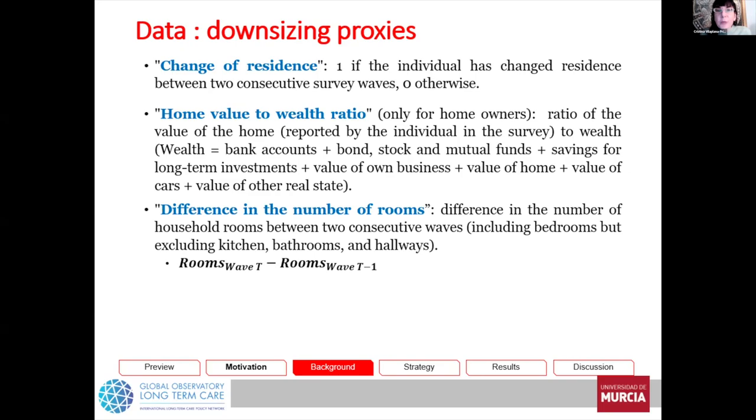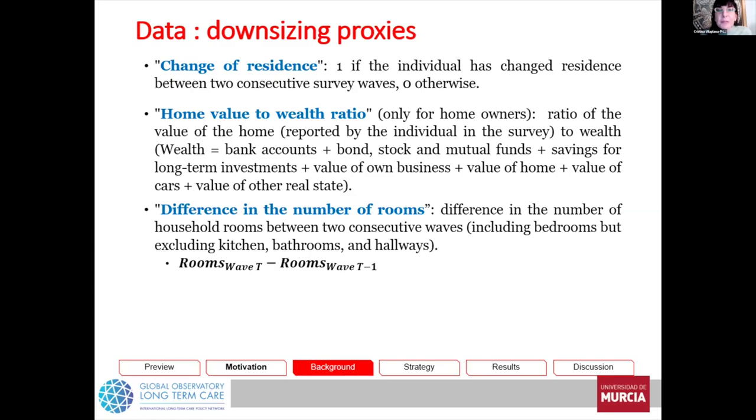So first we compute the wealth ratio, which is the sum of bank accounts, bonds, stock, and mutual funds; savings for long-term investments, value of own businesses, value of home, value of cars, and value of other real estate. And we compute the ratio of the value of the home with respect to total wealth. So this is a fractional variable.